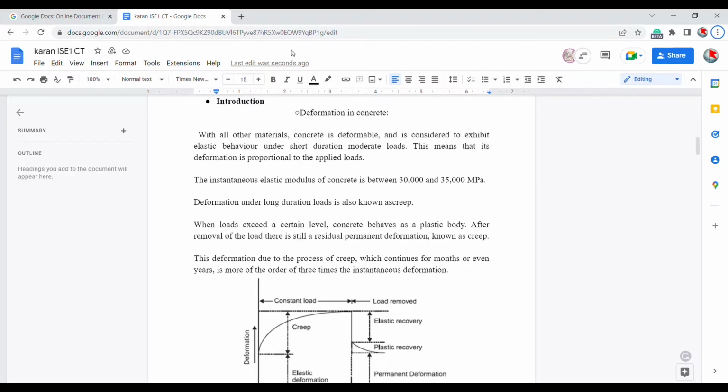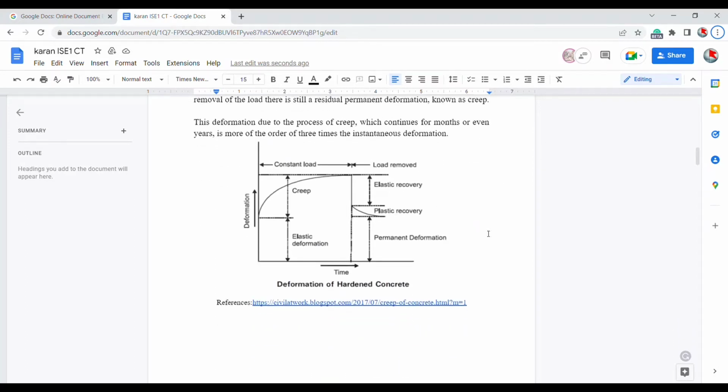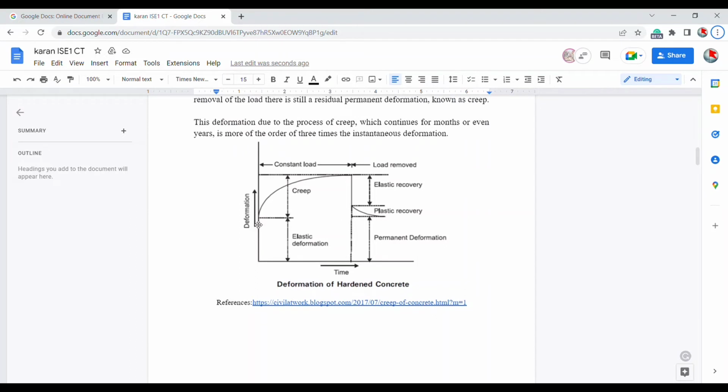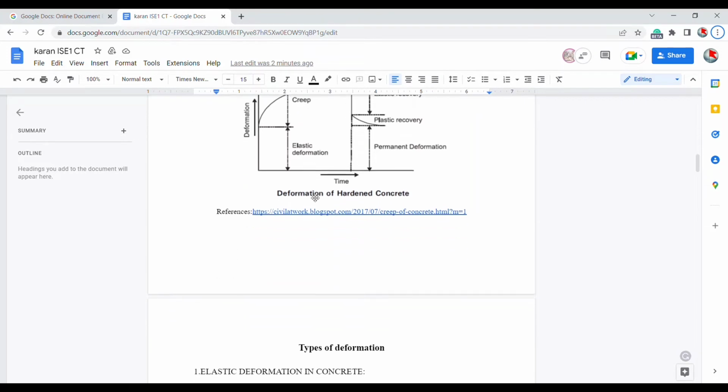So this is the deformation diagram, and here we come to know that this is creep and this is elastic deformation, and the deformation is going upwards. The arrow also goes upwards, and this is the elastic recovery. This is permanent deformation, the plastic recovery. This is constant load and this is load removed. So we come to know from this diagram how the deformation acts.